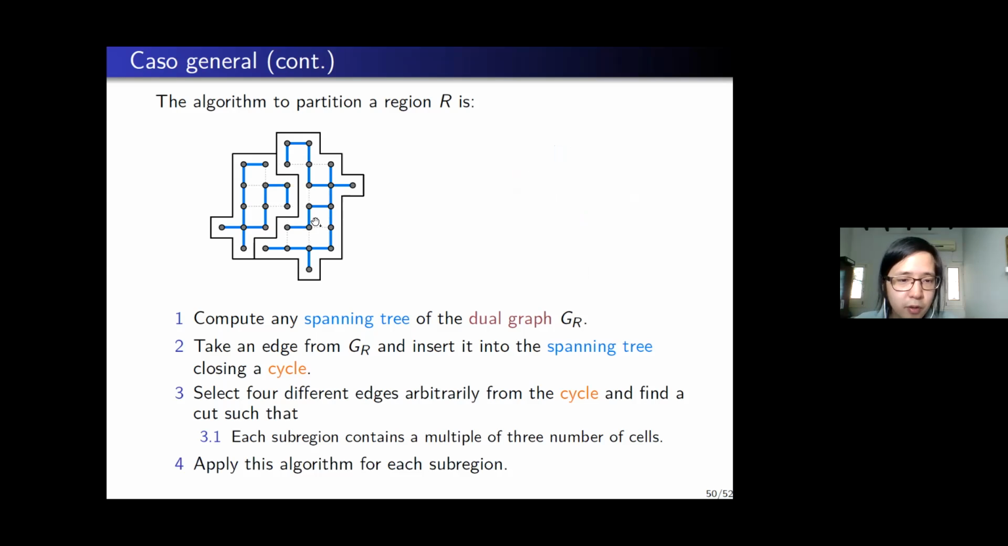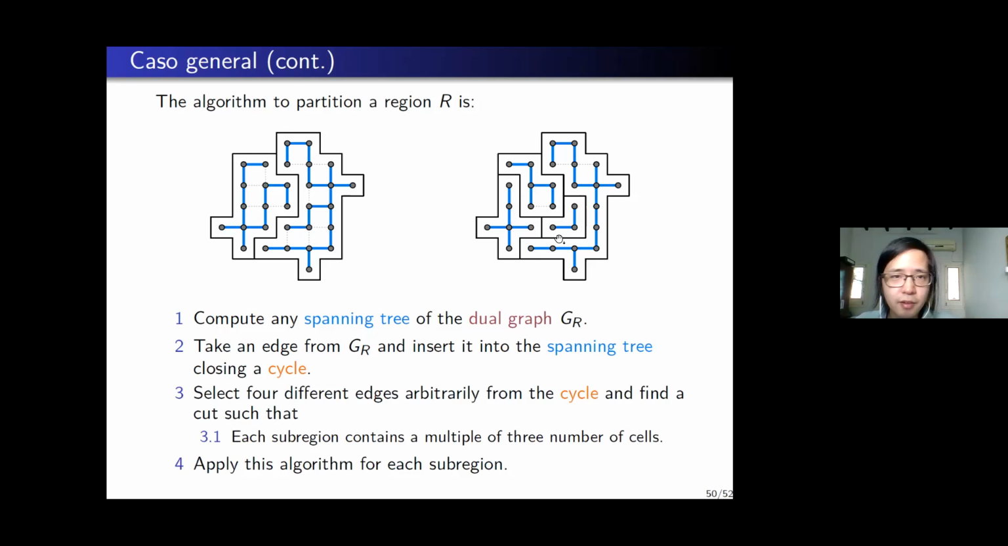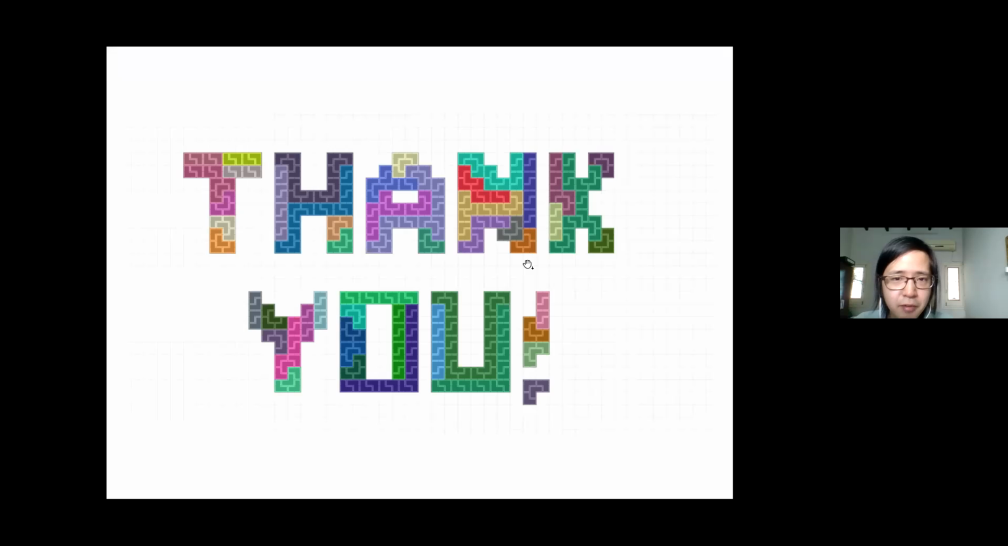We apply this procedure again to each subregion, and we stop the recursion when each region is just a tree. And this is how to partition the region with a cycle. Okay, thank you.